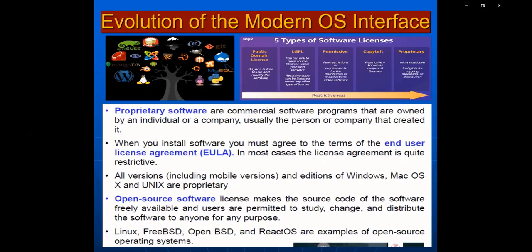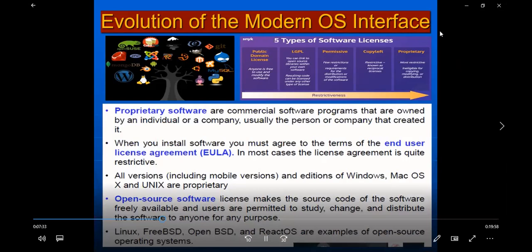When you install software, you must agree to the terms of the End User License Agreement, or EULA. In most cases, the license agreement is quite restrictive. For example, the license determines the number of systems on which you can install the software, and it usually prohibits you from copying and distributing the software to other users.